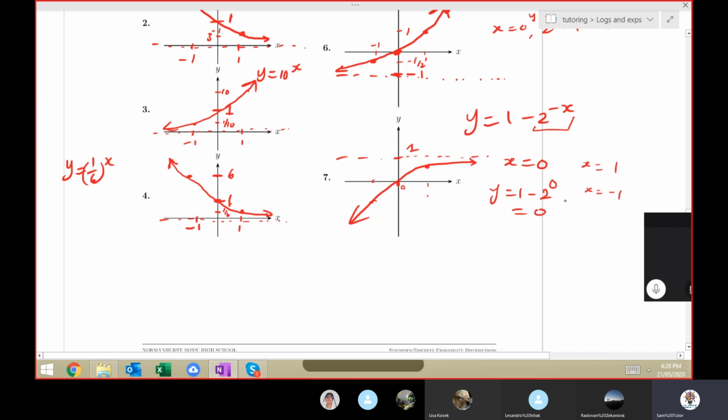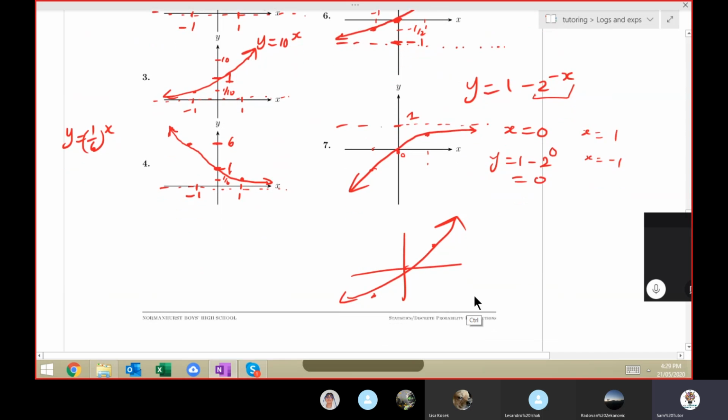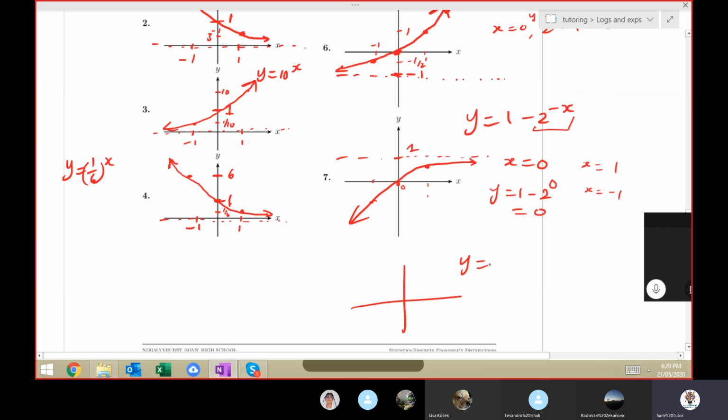Otherwise, some students who just do it via subbing in numbers would have got this, this, and this, and then they would have drawn this. Obviously, that's wrong. So you do need to know that the asymptote has been shifted up 1, which I hope by now you know, because you need that for even questions like this. That's a sad parabola, shifted up 1. So you've got to know that.